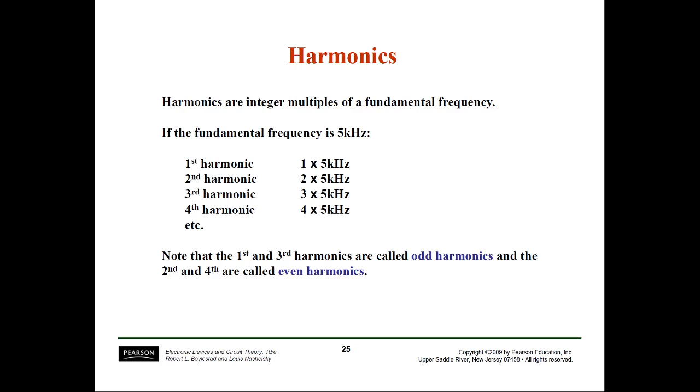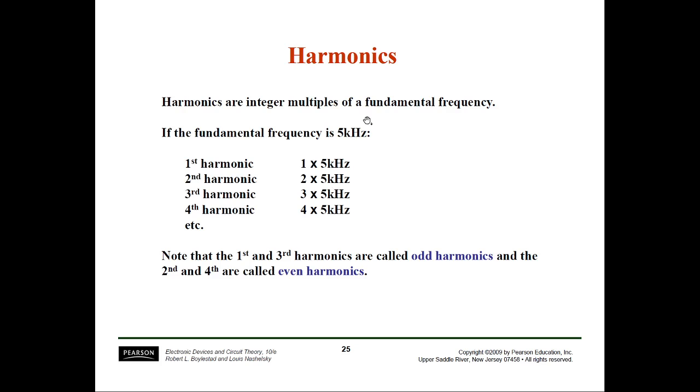So what are harmonics? Harmonics are integer multiples of the fundamental frequency. If the fundamental frequency is 5 kilohertz, the first harmonic is 1 into 5 kilohertz, the second is 2 into 5 kilohertz, the third harmonic is 3 into 5 kilohertz, and the fourth harmonic is 4 into 5 kilohertz. Note that the first and third harmonics are called odd harmonics, and the second and fourth are called even harmonics.